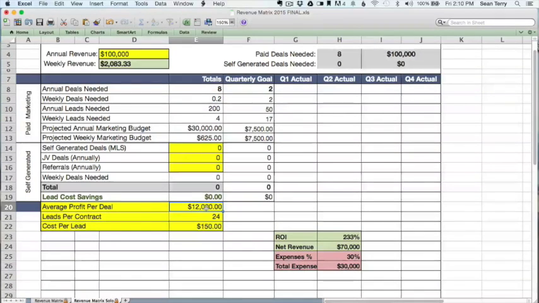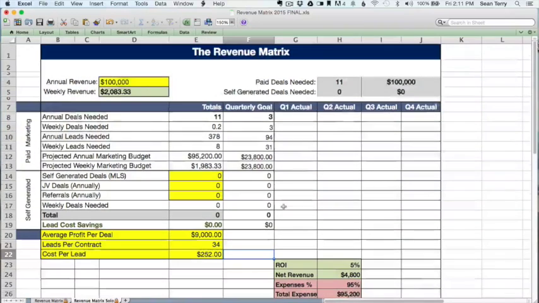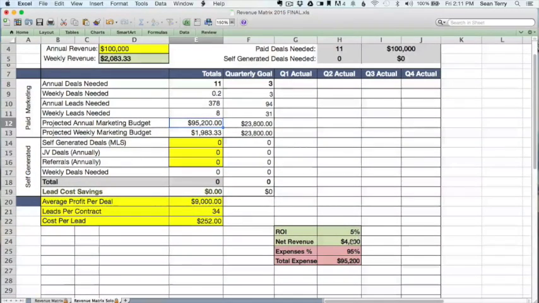Now let's take it. Let's go the other way. Let's go 9,000. Right? Jeez, my numbers are too big. And let's say we had, instead of 24, we go 34, and instead of that, we keep the 252. Right? Check this out. $100,000 in revenue. So you think you're making money, right? You got money coming in, you got deals that are closing, you did 11 deals for the year, but you spent $95,000 on marketing. You have a 5% ROI and you make $4,800.